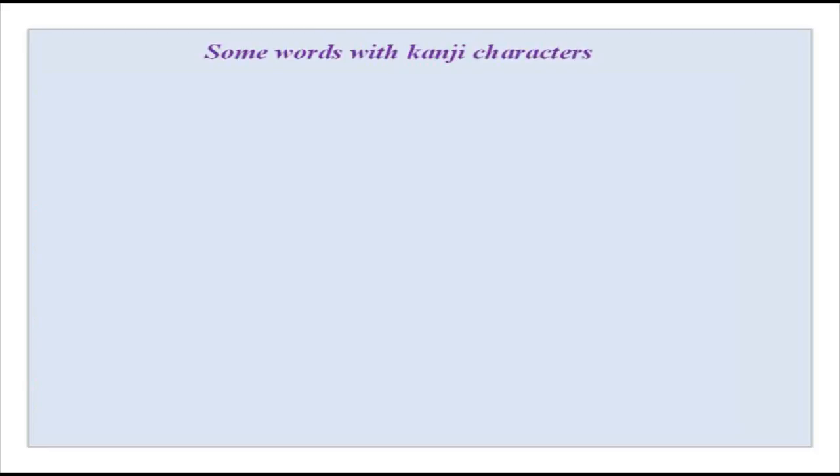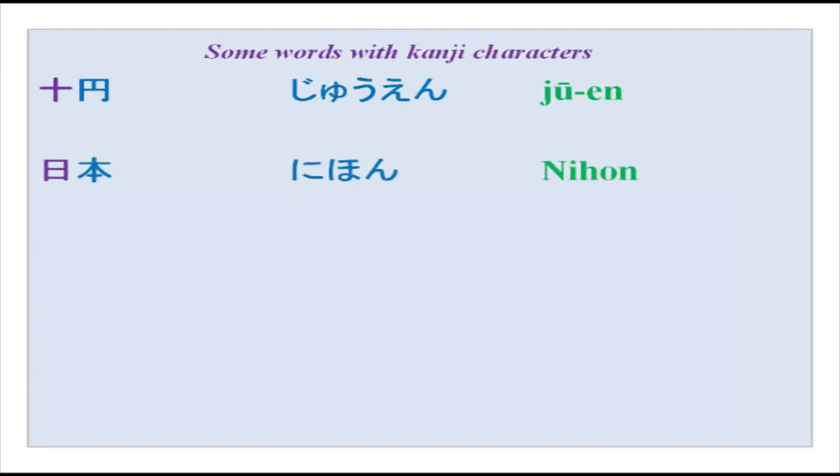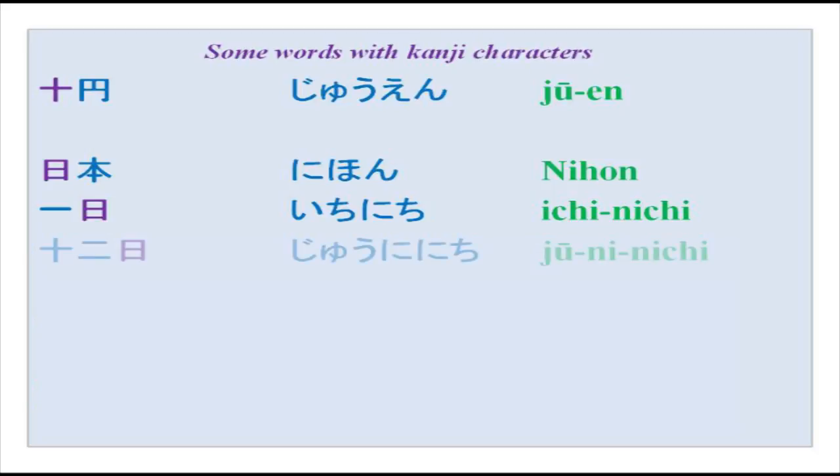Some words with kanji characters for you. You have already done these words; I am just putting kanji for you. All the kanji you have also done. So, now you will see Juen. Nihon. I just told you, Nihon. Nichi you have done just now. Ichinichi, another new word for you. Ichinichi means one single day. Juninichi, the 12th. We'll be doing these characters later on also.